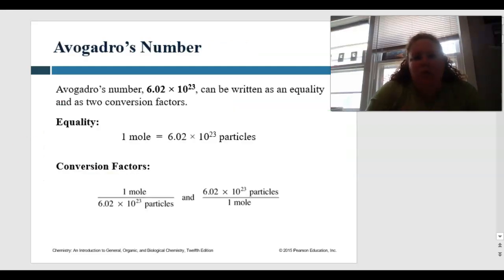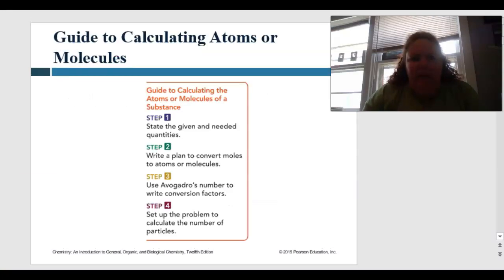So when we are looking at Avogadro's number, 6.02 times 10 to the 23 can be written as an equality or as 2 conversion factors. An example is 1 mole equals 6.02 times 10 to the 23rd, and you can write that either with the mole on the top or the mole on the bottom. They are the same thing. Depending on how we're setting up our equation, we're going to need to have those either on the top or the bottom.